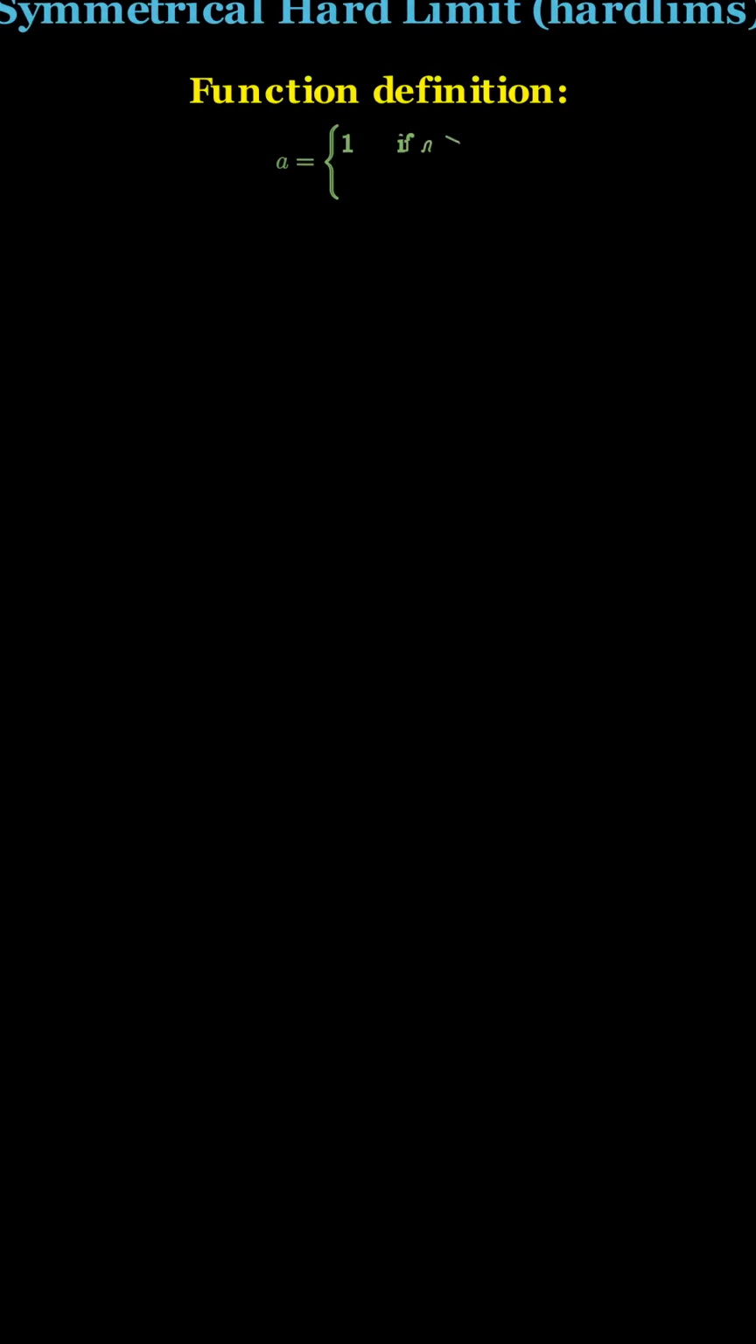Now let's compute the output using a symmetrical hard limit transfer function. This function outputs 1 if the input is greater than or equal to 0, and -1 otherwise. Since our net input n equals 0.8, which is greater than 0, the output is 1.